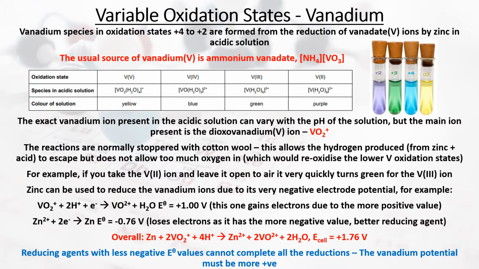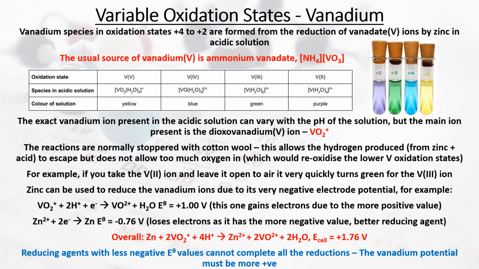Now the reason that we use zinc actually goes back to thinking about electrode potentials and electrochemistry. If you're not feeling so confident on your electrochemistry, you can go back to my series of videos on electrochemistry and electrochemical reactions. But the key thing is that our zinc has a very negative electrode potential. What we mean by that is it's a very good reducing agent. It's very good at losing electrons itself and therefore reducing something else. So this is what we want to do. We want to reduce our vanadium.